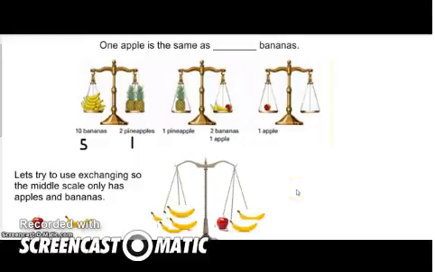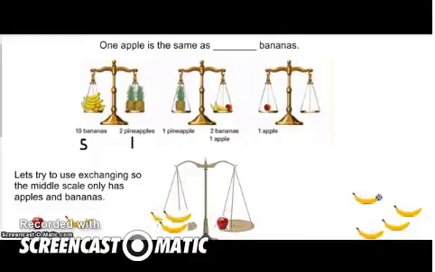Now we need to move on to the second idea of exchanging. When we are working with a balance scale, we like to think of a seesaw. And if you take something off of one side of a seesaw, you have to make the same move on the opposite side in order to keep it balanced. Balance scale works in the same way. So if I remove a banana from the right side of my scale, in order to keep the balance, I would have to remove a banana from the left side.